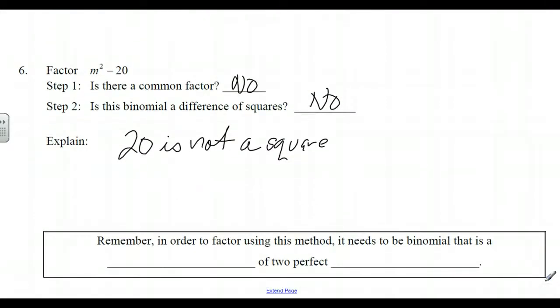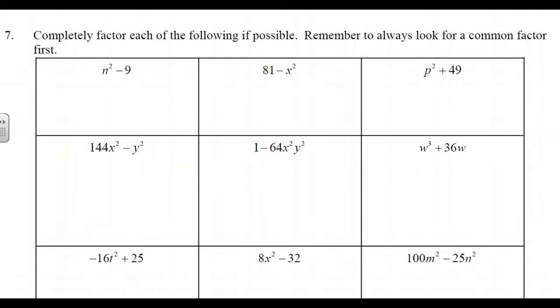Remember, in order to factor using this method, it needs a binomial that is a difference. You're going to see the minus of two perfect squares, right? So each term on either side of the minus sign will be a perfect square, which this is not, right? It means that it has a square root.